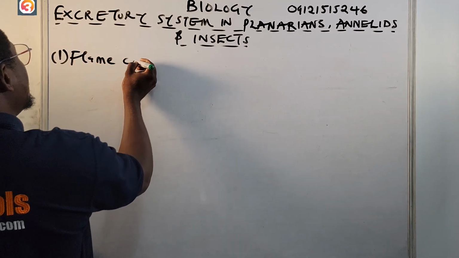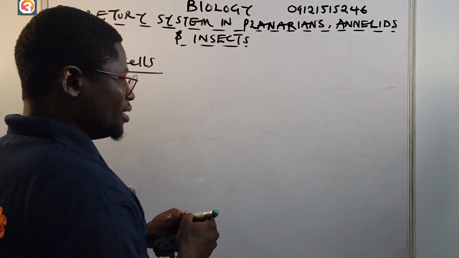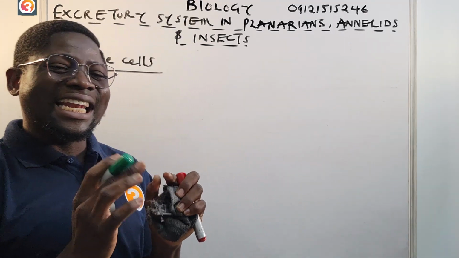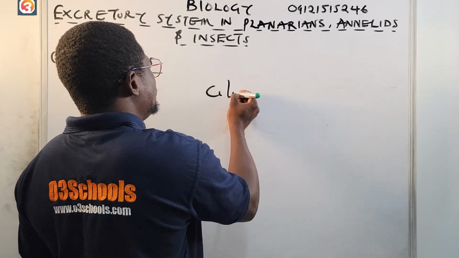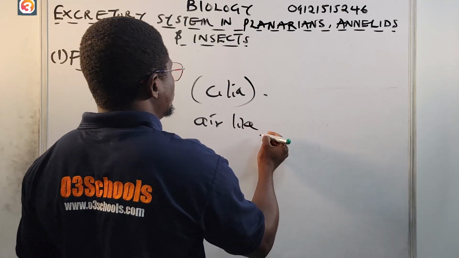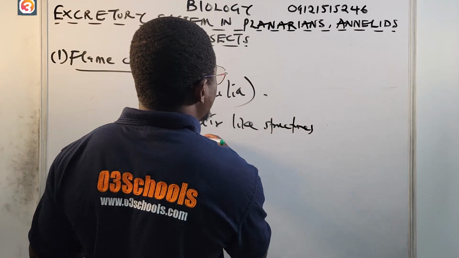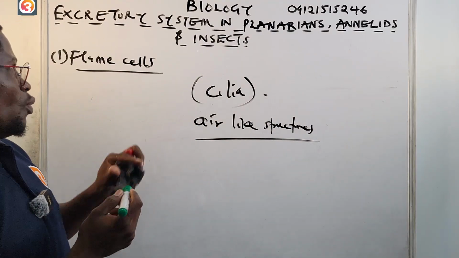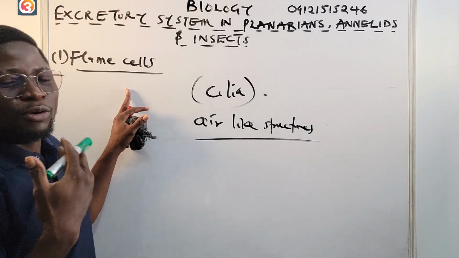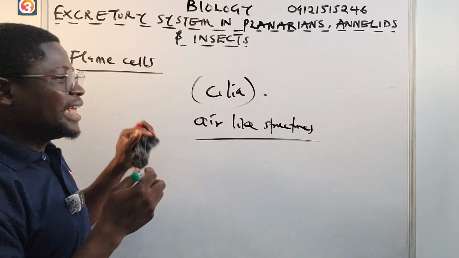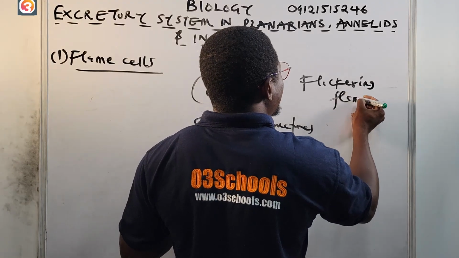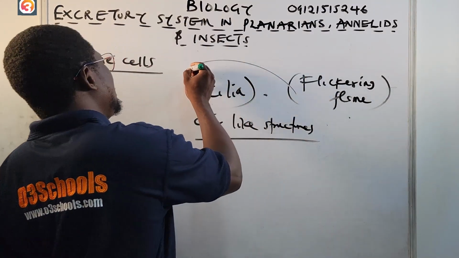These flame cells are special structures with tiny hair-like structures known as cilia. And why are they called flame cells? The reason is that if you look at them with a microscope, they look like a flickering flame. So this is why we call them flame cells.